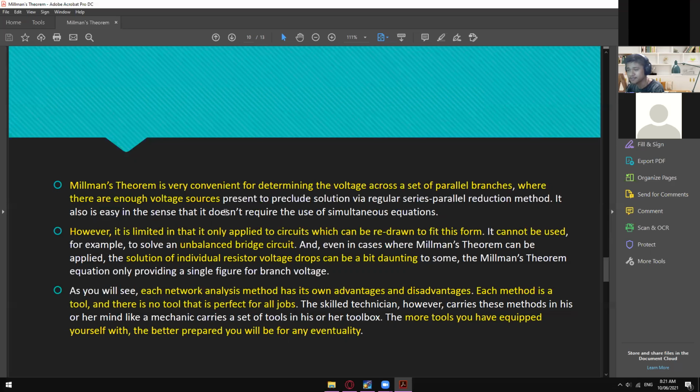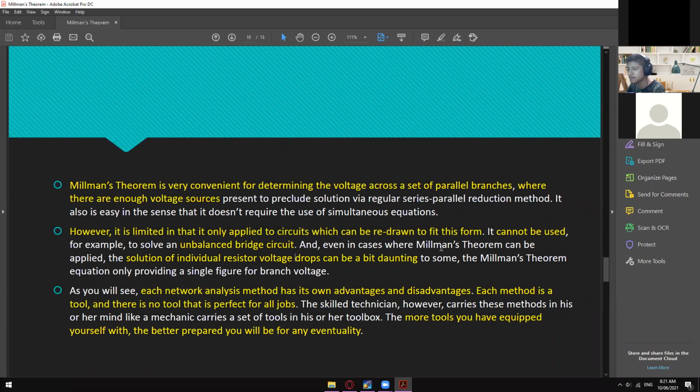Okay, if there is enough voltage sources. However, it is limited in that it only applies to circuits which can be redrawn to fit this form. Okay, that's the number one limitation. So it cannot be used, for example, to solve an unbalanced bridge circuit. With this one, you might want to use delta to Y transformation, or maybe you can also use mesh. That's also possible, mesh analysis.